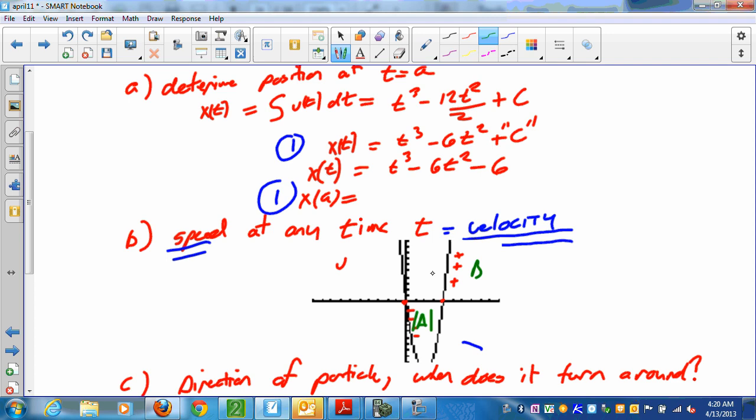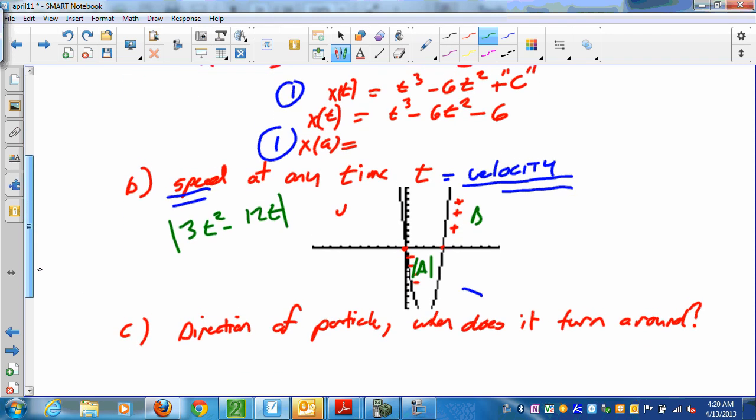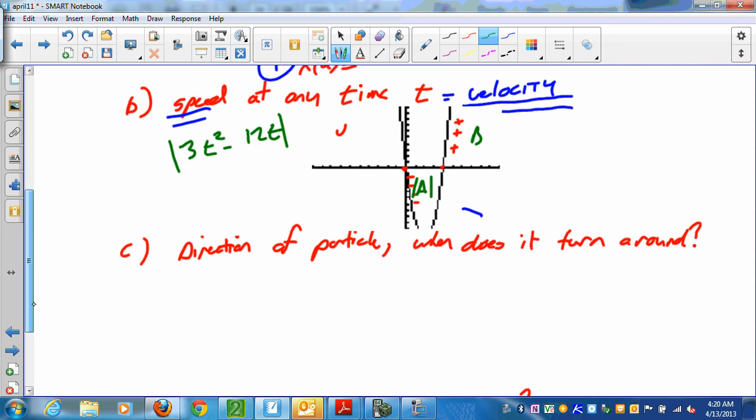Really on this part, since we know what the velocity function is, just remember that you're taking the absolute value of this whole function. If you put that in a calculator, you would see all these negatives become positive. So that's just that question. They're just asking you, do you understand speed and velocity, and what their relationship is?